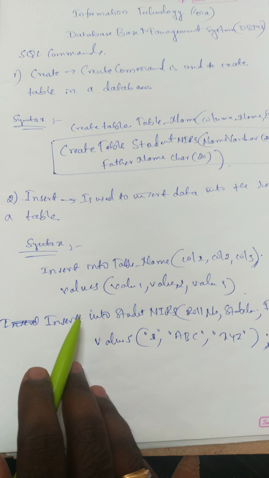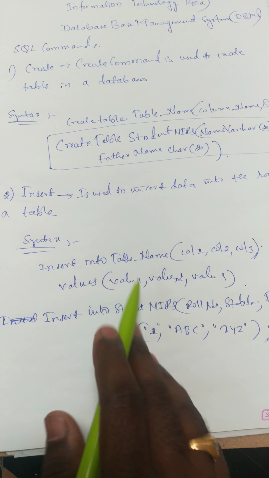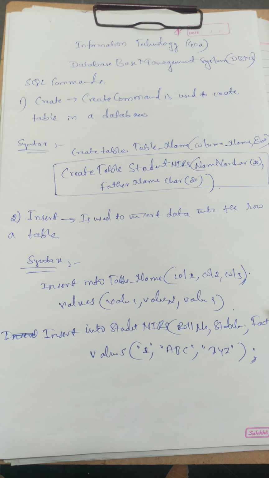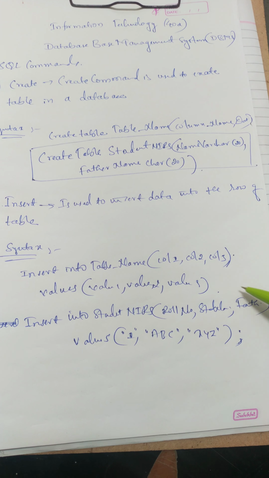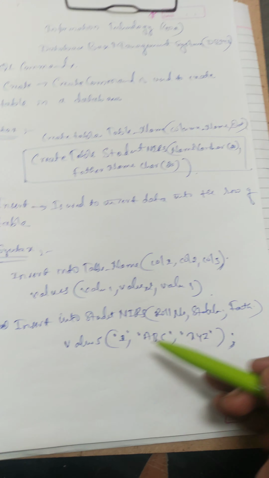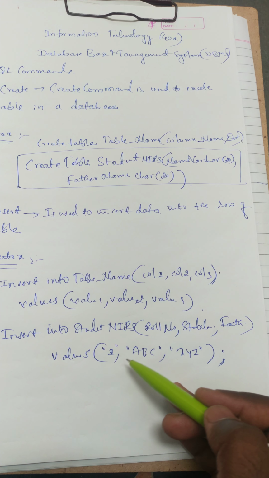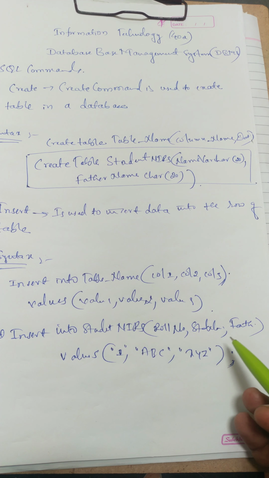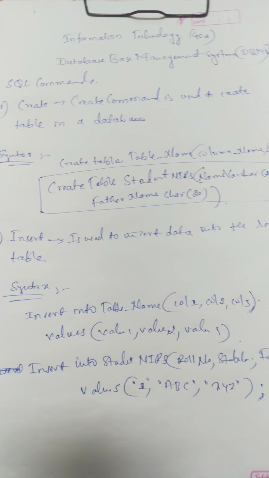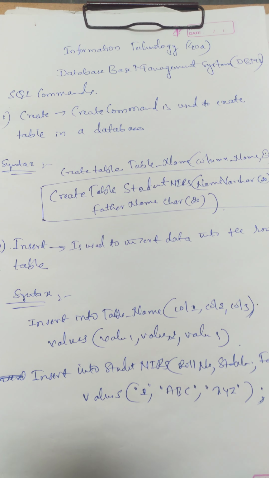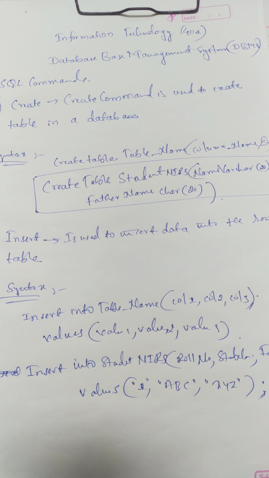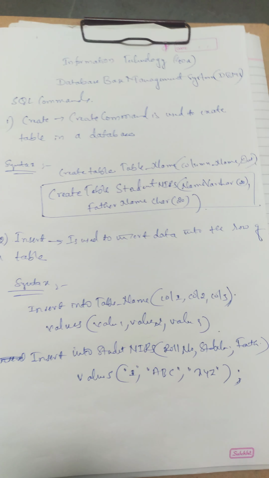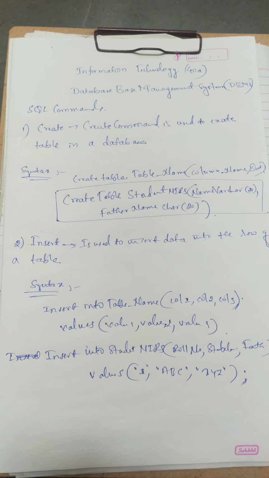Next, here I have an example: insert into the table name you have to provide, student NIRS, and next roll number, that is my column 1, and student name is column 2, and father name is column 3, and then values. So roll number is 1, in double inverted commas you have to provide, and student name is ABC, father name is XYZ. So like that we have. In the next class we'll see the remaining commands, very important, that is select and delete command. Okay, select and delete command. Thank you.